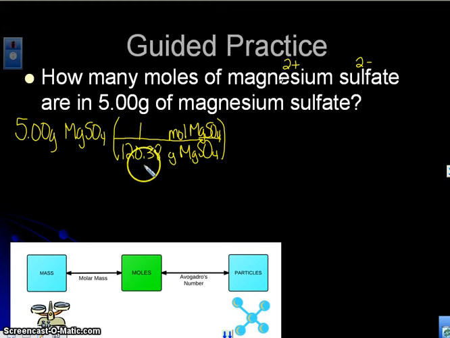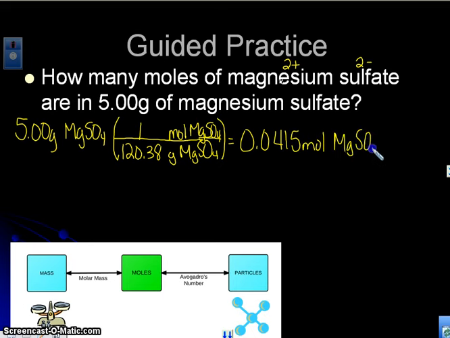So now that we've determined our molar mass, and again, molar mass is the mass of 1 mole. So when you add up those atomic masses, that's giving you the mass of 1 mole. Then we can put that into our calculator, and you should end up with 0.0415 moles of magnesium sulfate. And in our answer, you'll notice we have 3 sig figs, just like we do in our problem.